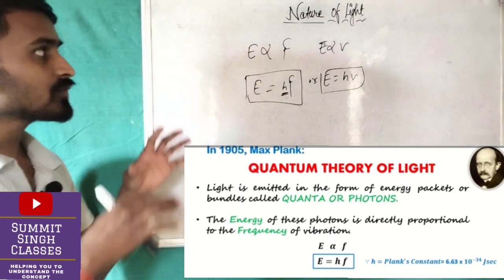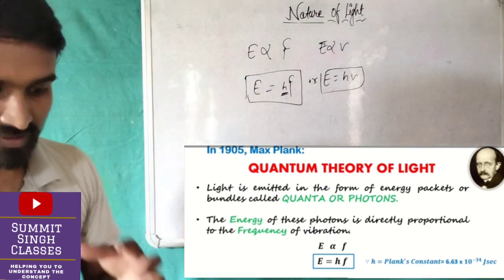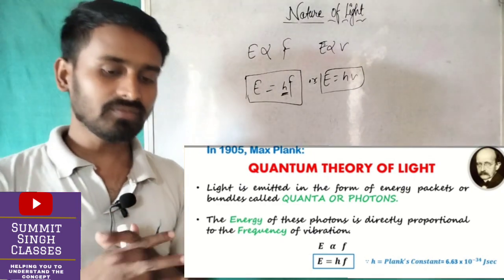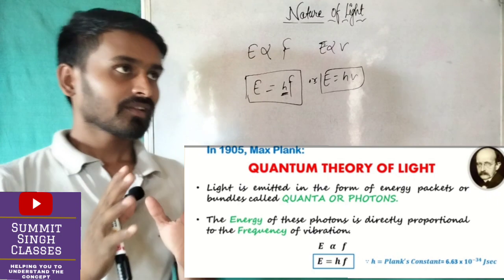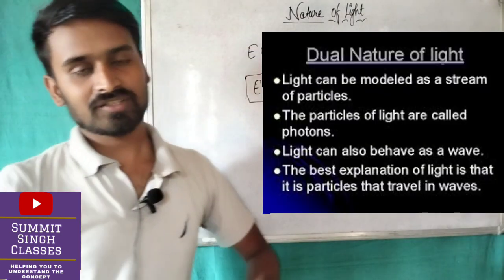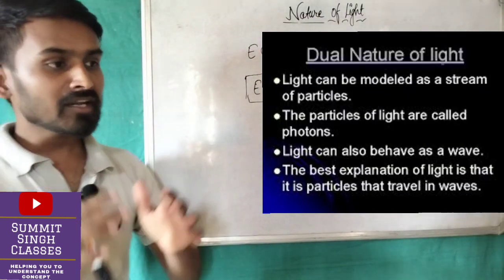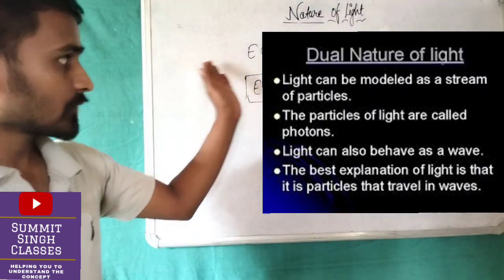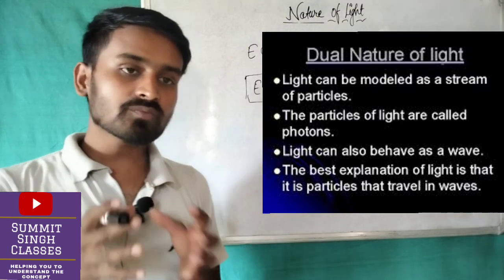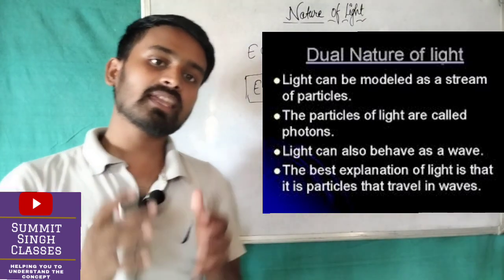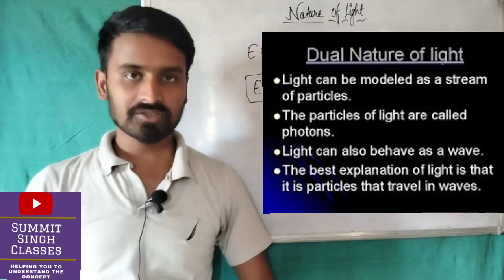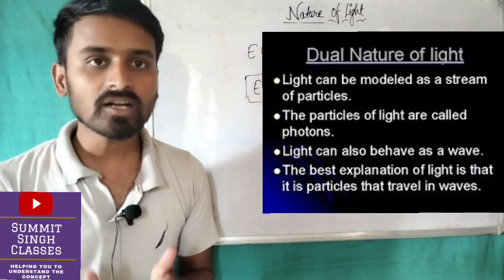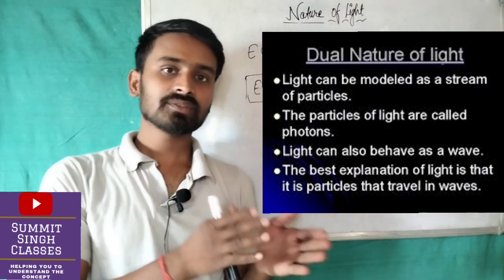So these were the things discussed about the nature of light. What is the conclusion of this discussion? At the very last, in the quantum theory of light, it was assumed, and it is also the reality, that light has both the nature of a wave and the nature of particles.